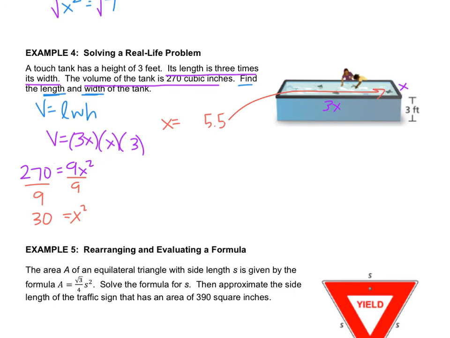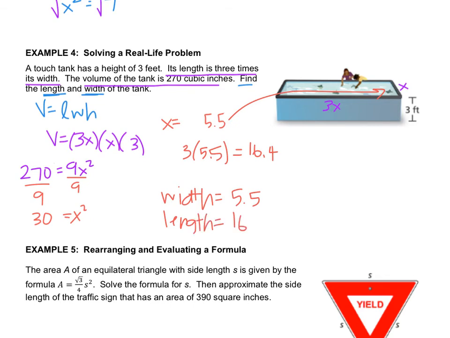And then the length is 3 times 5.5, which is around 16.4. So I'll say width equals 5.5, length equals 16.4, and the label is inches. Oh, okay, that wasn't too bad.